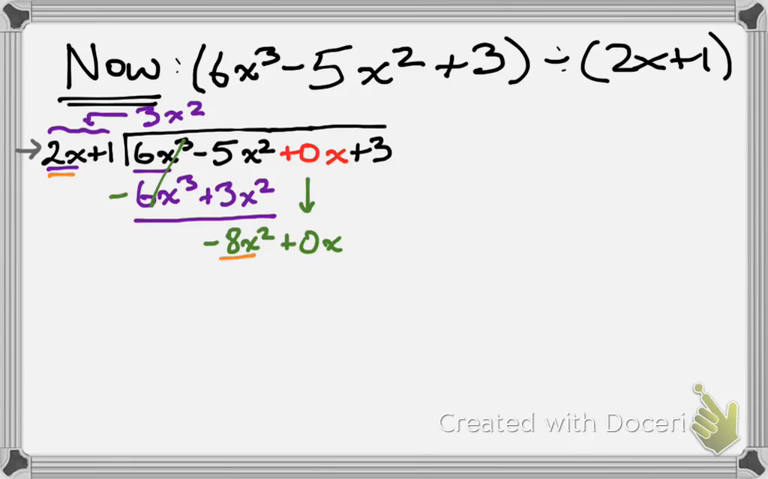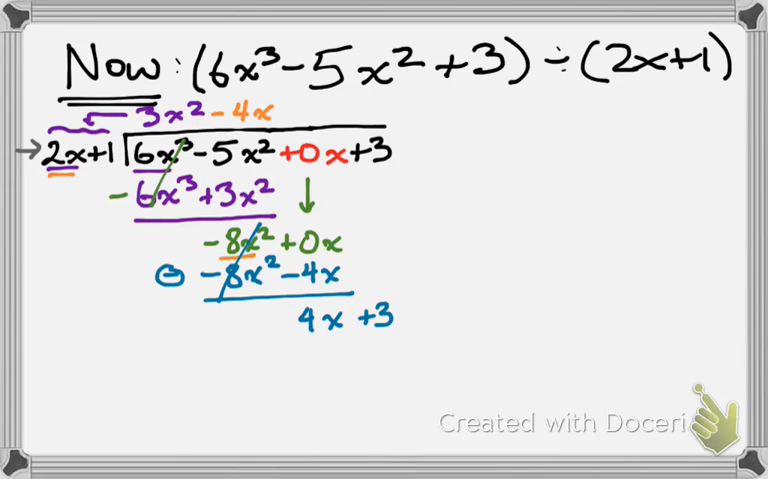And now the question is 2x goes into negative 8x squared. Well, 2 into negative 8 is negative 4, and x into x squared is x. So negative 4x. And then we do negative 4x times 2x plus 1 is negative 8x squared minus 4x. So that came from, again, negative 4x times 2x plus 1. Okay? So now we find the difference between these two. And the 8's go away, and 0 minus negative 4 is 4. So we're left with just 4x.